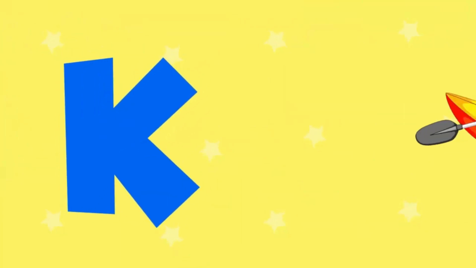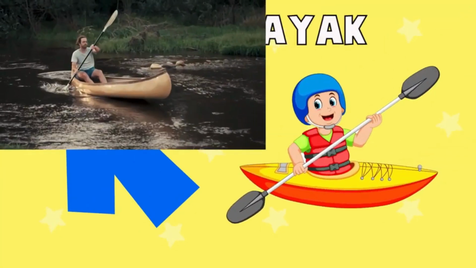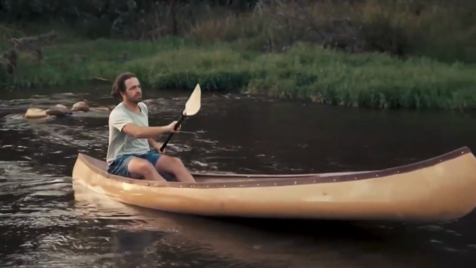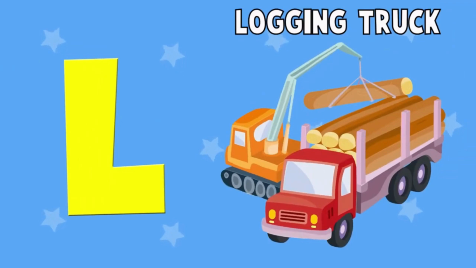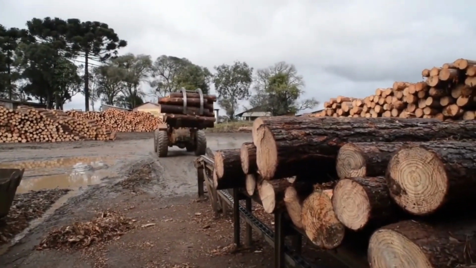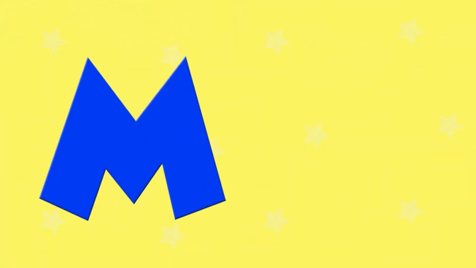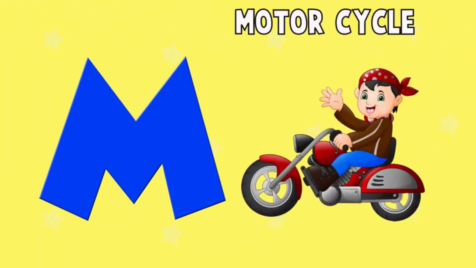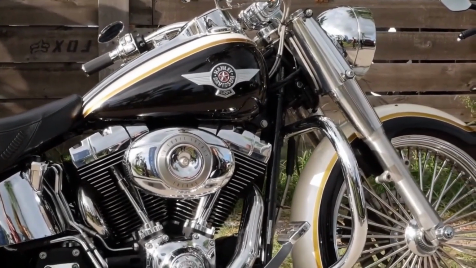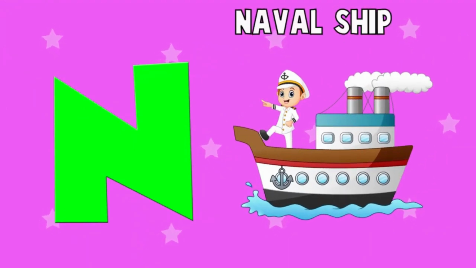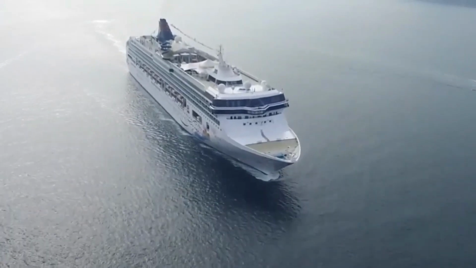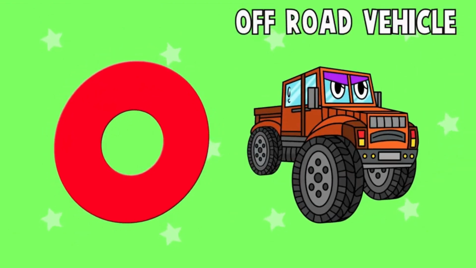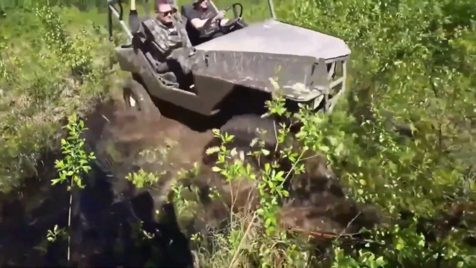K is for kayak. It can run using pedals. L is for logging truck, and it has a flat bed. M is for motorcycle. It is two-wheel vehicle. M is for naval ship, stronger enough and for navy. O is for off-road vehicle. It's not for kid to ride.